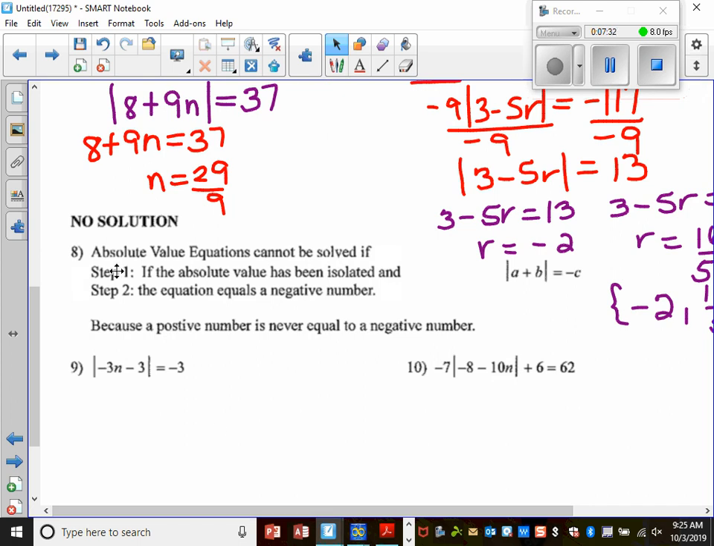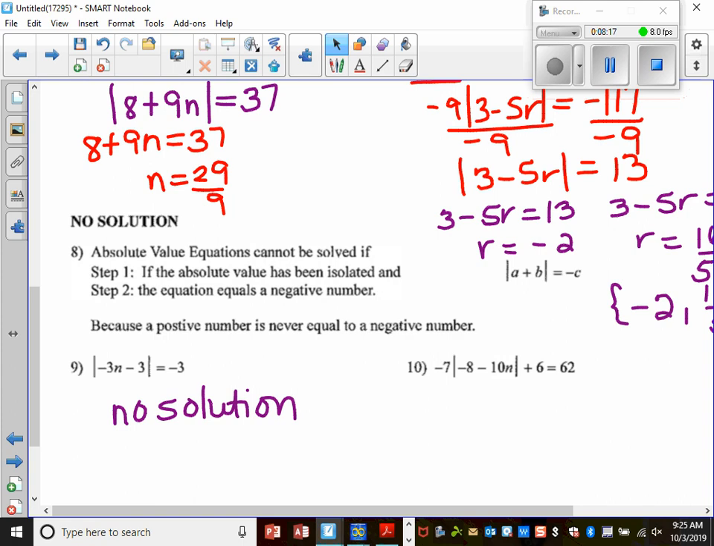All right, now there's always a special case where you might not have a solution. In this case right here, it says absolute value equations cannot be solved if the absolute value has been isolated and the equation equals a negative number. So once you isolate the bars, if it equals a negative number, then you simply write no solution. Like this one here, the bars are isolated, but it equals -3. You cannot take the absolute value of any number and get a negative, because when you do that, it's a positive number, and a positive number cannot equal a negative number. Okay, so this would be a no solution problem.